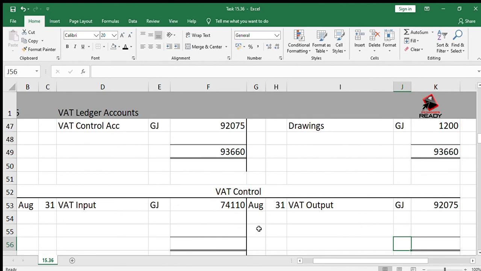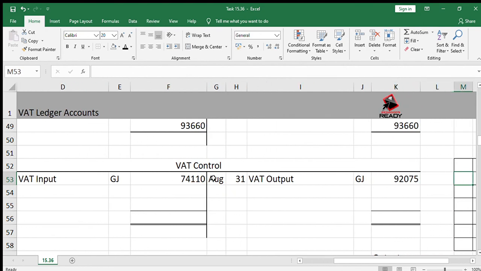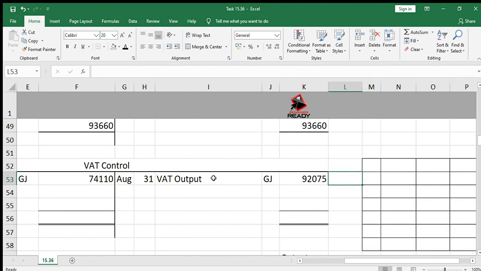Okay, so now I want you to go back to the note. It says CPJ excludes a check that was made out to SARS on 31st August to settle the amount of VAT due at the end of August. So basically the amount was due for VAT. The VAT output was 92,075. The VAT input was 74,110. So in our case, the VAT output is greater than the VAT input.